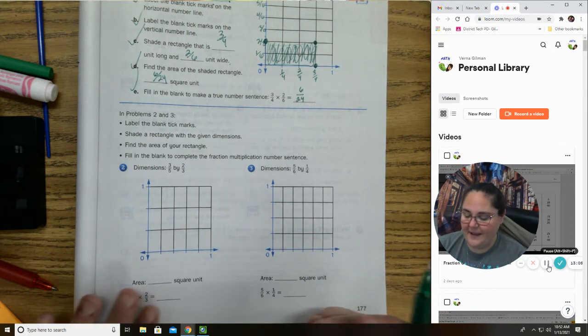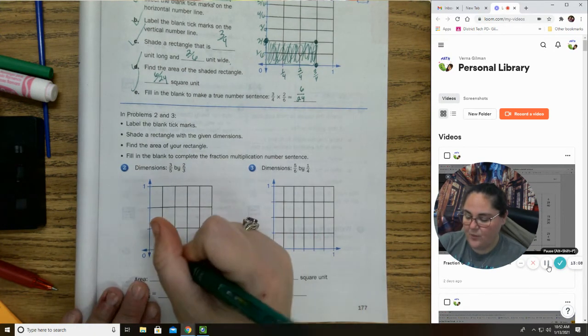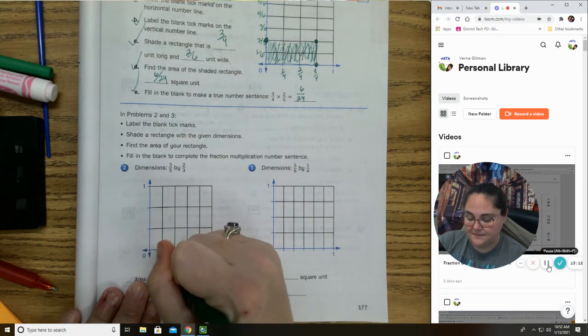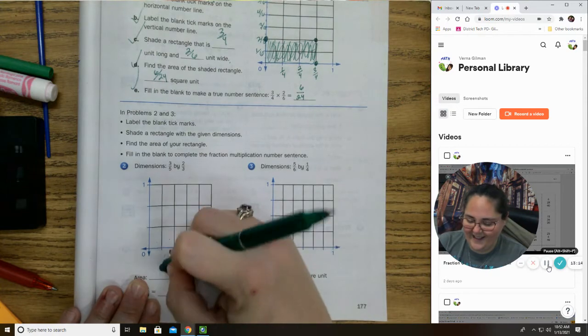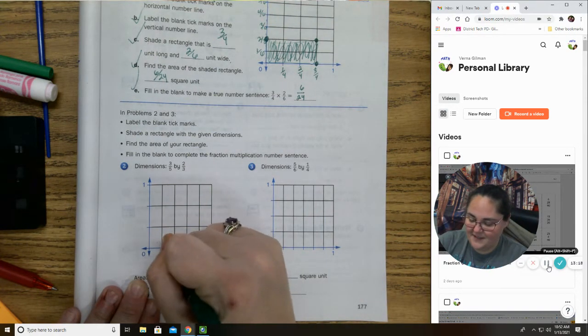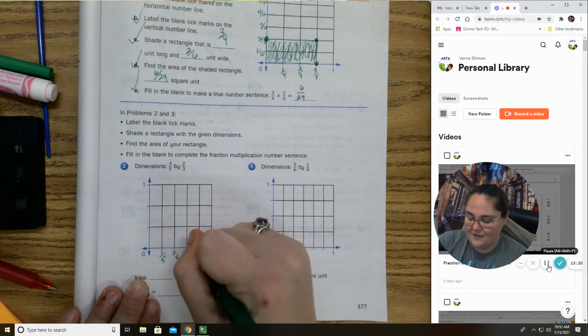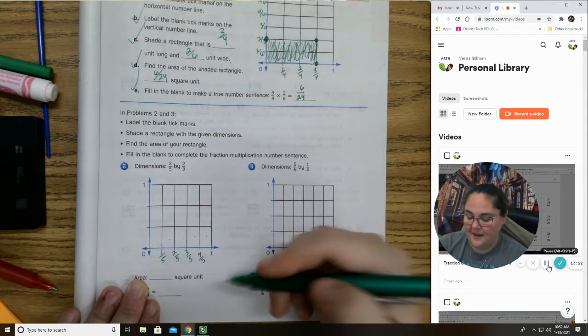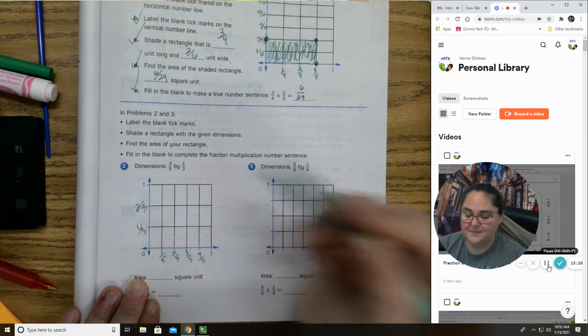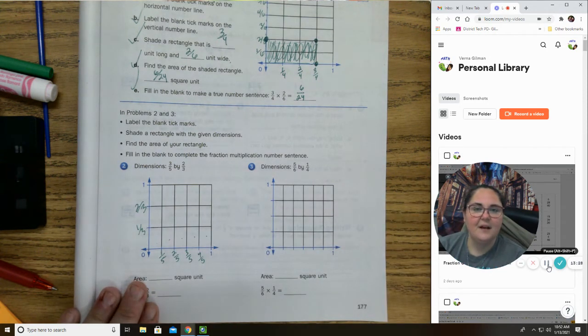First, label the blank tick marks. Let's see, 1, 2, 3, 4, 5. It's fifths going across. 1/5, 2/5, 3/5, 4/5. Going up, we have 1/3, we have 2/3. What is my area in square units? First, let's find our coordinates.